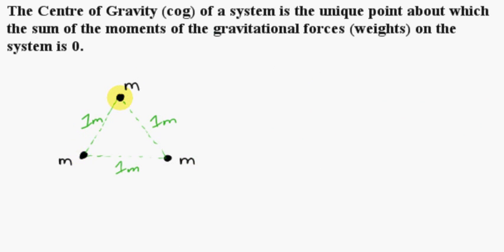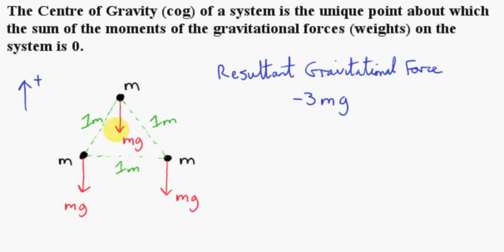Now let's consider a more complicated system. This time we have three particles, not lying on the same line, but at the corners of an equilateral triangle of side 1 meter. Now we can imagine the particles joined by very light rods, so light that we can ignore the masses of those rods, or indeed the system can just consist of three particle masses. These could be in free fall near the surface of the Earth, or they could be resting on horizontal surfaces. So anyway, the resultant gravitational force is minus 3mg, if we take upwards as positive.